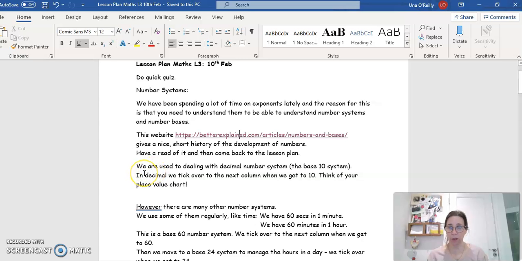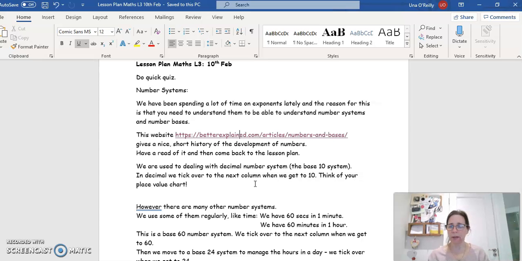Okay, so having read through that article, you'll know that we're used to dealing with the decimal number system, or what we call the base 10 system. Basically what that means is in decimal we tick over to the next column when we get as far as 10. So we start at 0, 1, 2, 3, 4, 5, 6, 7, 8, 9. We're not allowed to have 10 in our ones column, if you like, to tick over into the tens column to accommodate the number 10.